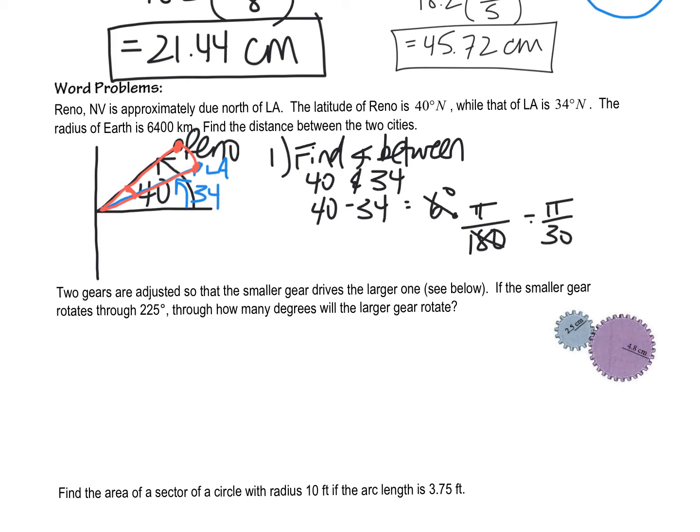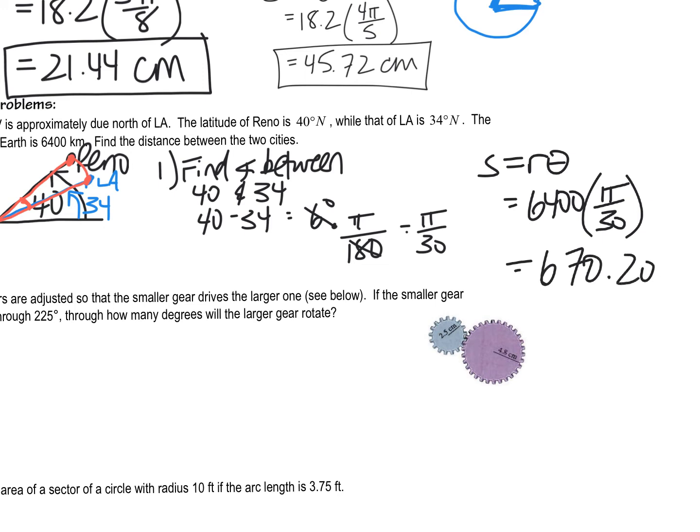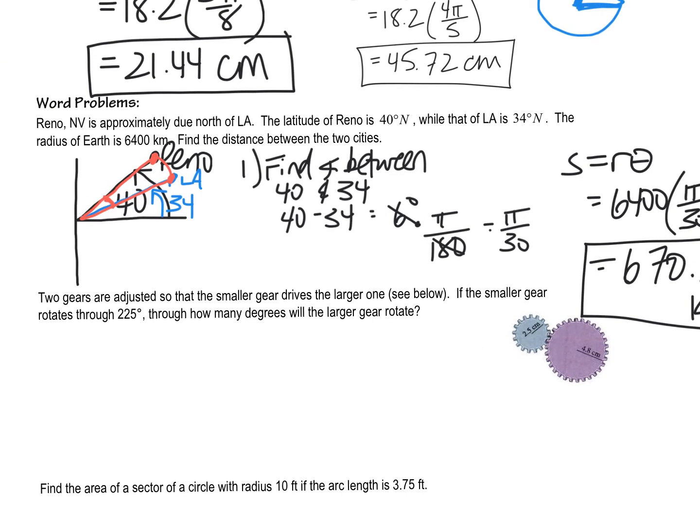And so now finally what I can do is use my arc length formula, the one that we used on the front page, S equals r theta. I have my radius from the problem, 6,400, and my theta is pi over 30. Using the pi button in the calculator, that's going to give me 670.21 kilometers. The reason I'm using kilometers is because it wasn't miles that was given in the problem, it was given in kilometers. So make sure that you're using radians for the theta in the problem. What I had to do was draw a weird picture, but that's typical when you're given latitudes of cities and things like that.